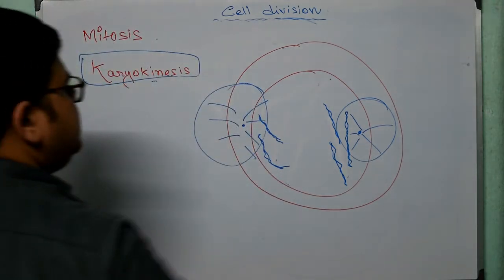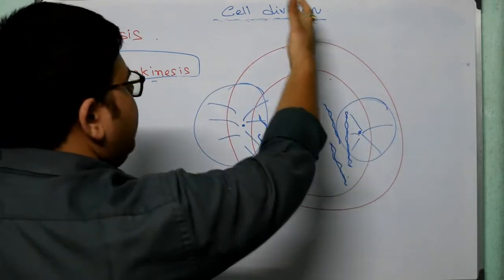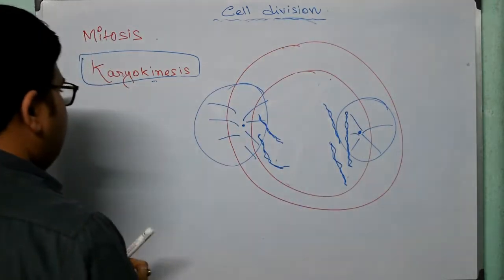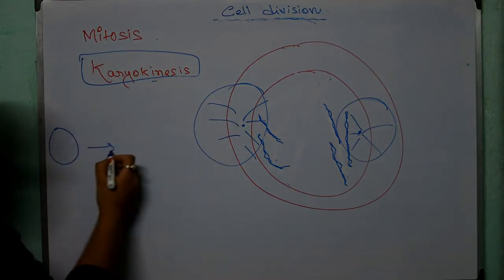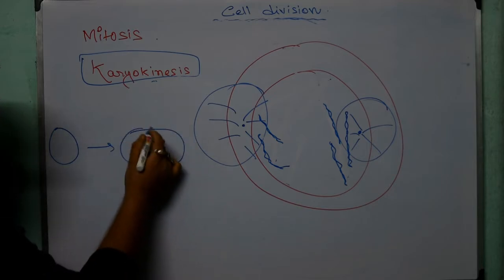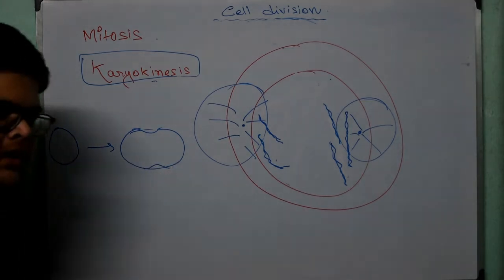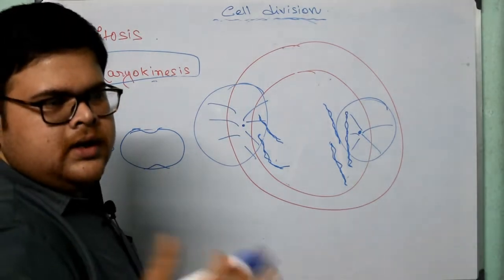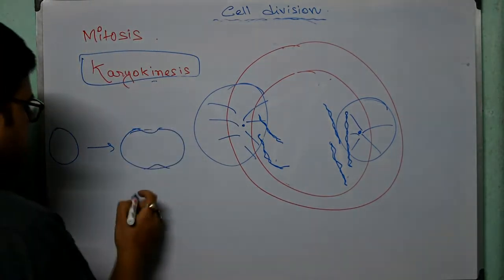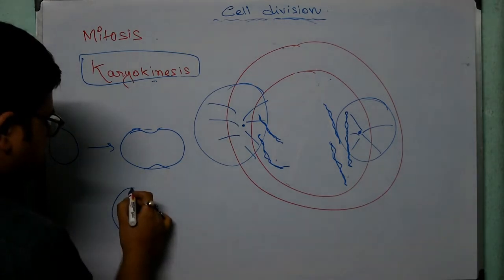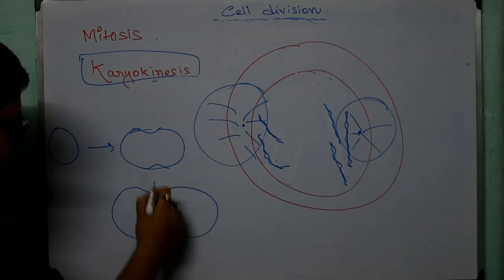So what happens when this gets elongated, as I told you in the previous diagram? In the middle, a furrow generates. Okay, I will show you again. This round shape goes to this shape, and here a furrow appears. It's just like an apple. Okay, all of you have eaten an apple, I guess. So this furrow appears, then again it becomes like this, and from here the division takes place.